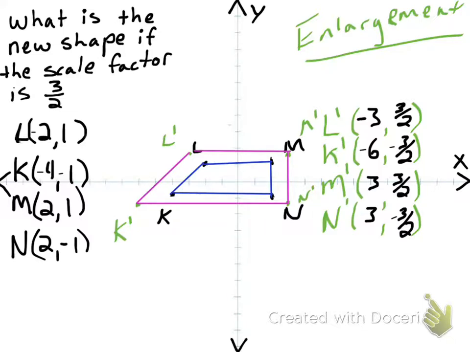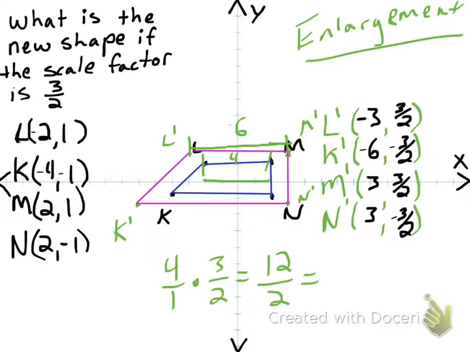How far is it from the original L to the M? Well, it's 1, 2, 3, 4. So this distance is 4. Now, how far is it from the new L to the M? So from here to here. Well, let's count it. 1, 2, 3, 4, 5, 6. Distance is 6. Now, if we did this right, if I take 4 and multiply it by 3 over 2, I should get 6. Let's check it out. 12 over 2. We reduce that down to 6.